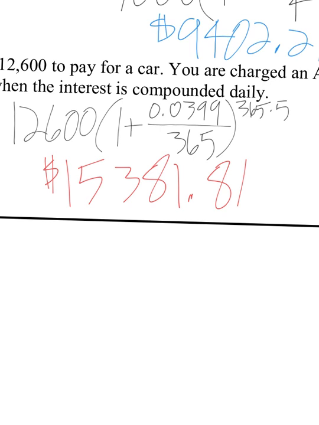So what that means is, let me write this comma a little bit better, is that you took out a loan for $12,600, and so the total realized cost of the car would be $15,381.81, meaning that's a difference of almost $2,800. That's how much extra money you paid because you took out the loan. So, I guess the lesson to take out of this is whenever you have the opportunity, put down a bigger down payment so the loan amount is smaller, or see if you can pay off the loan early by making your monthly payments larger, things like that.